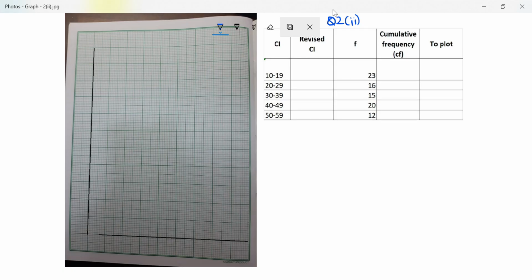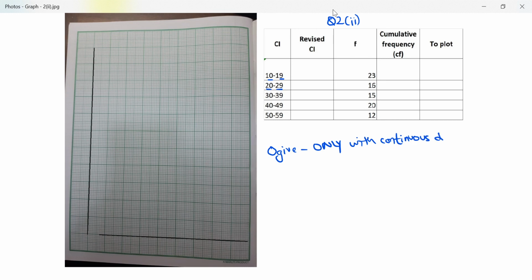Hi students, let's move on to the next question, which is question number 2, part 2. Again, draw a cumulative frequency curve, ogive, for each of the following distributions. So let's look at the class interval. It is 10 to 19 and 20 to 29, which means this is not continuous data, which means ogive is only with continuous data.